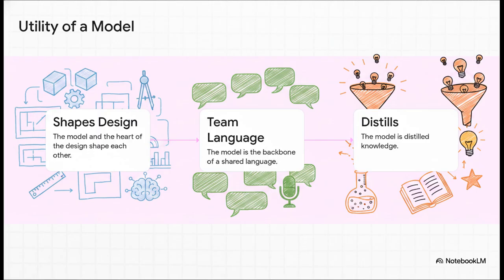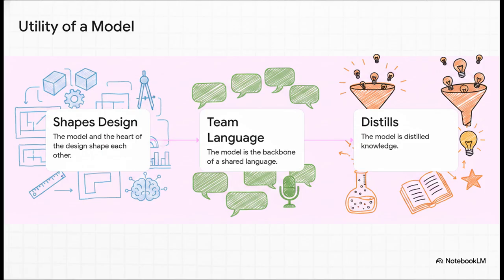Okay, so now that we've hopefully shifted our mindset a bit, we need to talk about utility. Why do we even bother going through the agonizing effort of choosing one model over another? Well, in domain-driven design, there are three primary uses that dictate why we choose a specific model. Number one, it shapes the design. Number two, it becomes the backbone of the team's language. And number three, it distills knowledge.